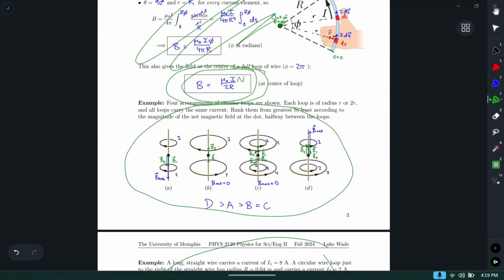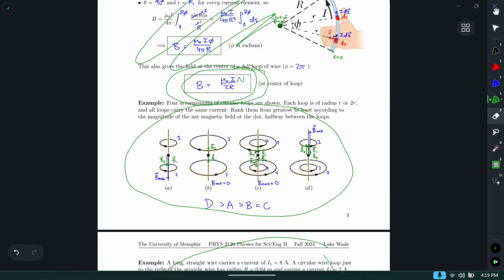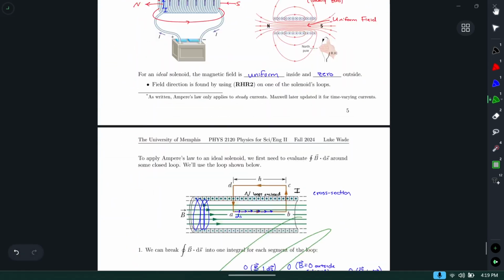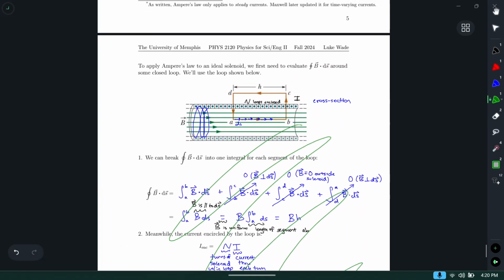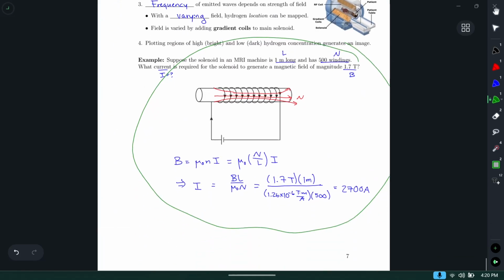Questions on anything? For the solenoid, how would you deal with a question on the exam regarding looking through a solenoid, if your eye is looking through a solenoid and you're trying to determine what direction, using the second right-hand rule? So for that, it's just sort of picturing yourself in that perspective.